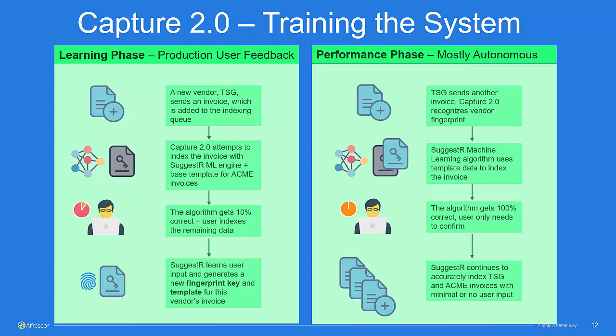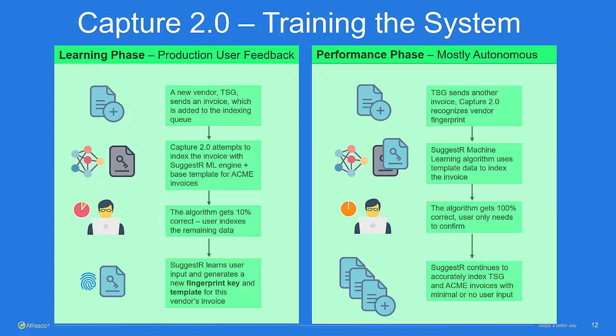Consider an example in which a new vendor, TSG, sends an invoice which is added to the indexing queue. Capture attempts to index the invoice using Suggester and the base template for, let's say, Acme invoices. Let's say that the machine learning algorithm only gets 10% correctly since it's really running off of a totally different template, and the user indexes the remaining 90% of the data. Based on the user's input, Suggester learns and generates a new fingerprint key and template for this vendor's invoice.